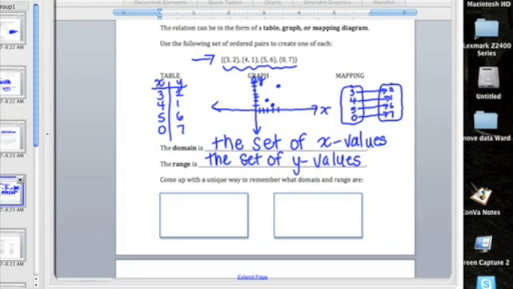Our next 2 terms go hand in hand with this. The set of X values is our domain, and the set of Y values is our range. We'll really get to where we talk about domain and range quite a bit. Instead of saying what the X values are and the Y values, we'll call those domain and range. And again, I've provided an area if you'd like to come up with a different way to remember domain and range. You're welcome to do that in those boxes.